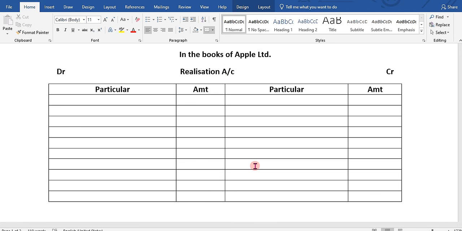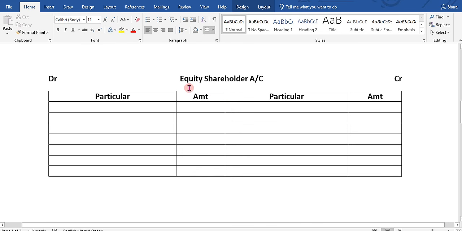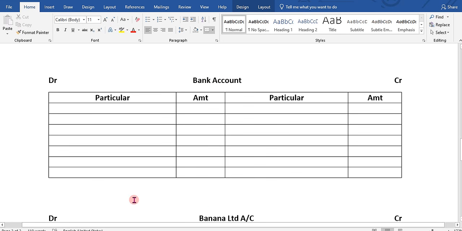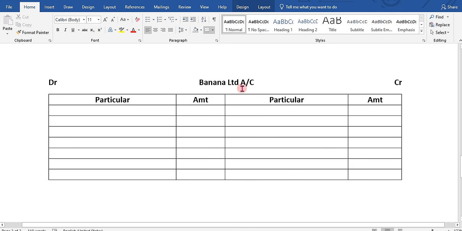Okay, so now in the books of Apple Limited, we will prepare the realization account. This is the format of realization account: debit side, credit side, particulars and amount. Then the next account is equity shareholders account, debit side, credit side. Third account is bank account. So we have to prepare the accounts in this way. And last is Banana Limited account, that is purchasing company account. Okay, debit side, credit side, particulars and amount.